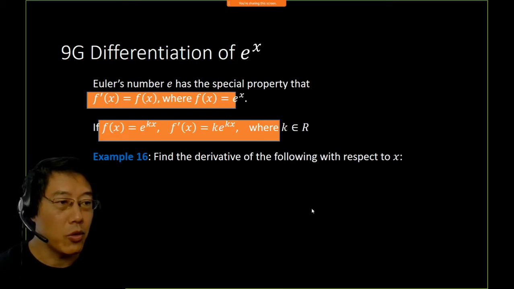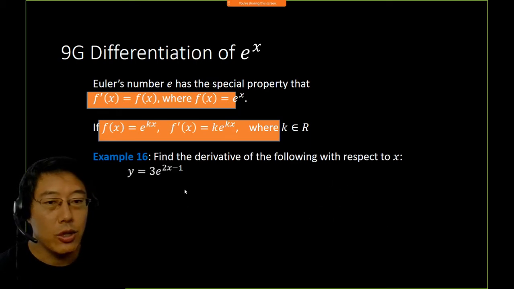Fine, I'll do the example first. Alright, so the example again, you're going to use a chain rule, so it's 3 times e of 2x minus 1. Using the Leibniz notation, u is 2x minus 1.